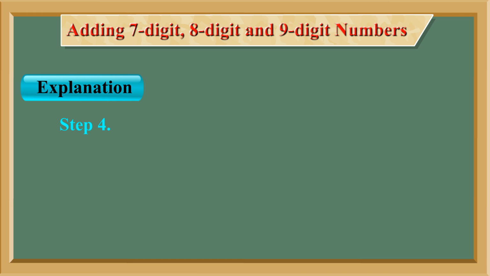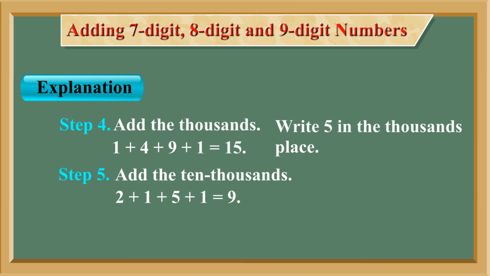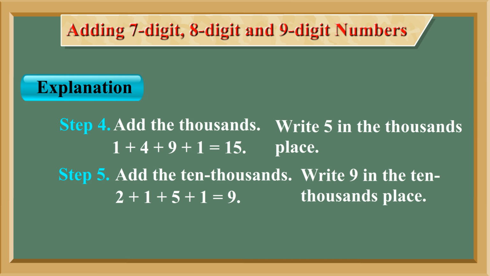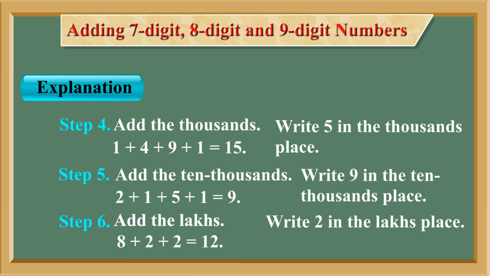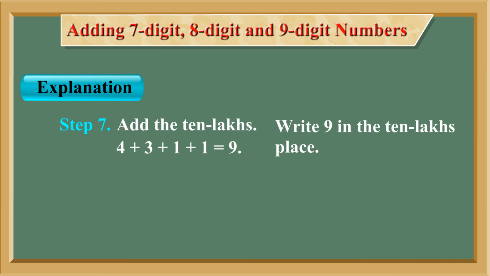Step 4. Add the thousands. 1 plus 4 plus 9 plus 1 equals 15. Write 5 in the thousands place. Step 5. Add the 10,000s. 2 plus 1 plus 5 plus 1 equals 9. Write 9 in the 10,000s place. Step 6. Add the lakhs. 8 plus 2 plus 2 equals 12. Write 2 in the lakhs place. Step 7. Add the 10 lakhs. 4 plus 3 plus 1 plus 1 equals 9. Write 9 in the 10 lakhs place. So the sum is 92,95,964.